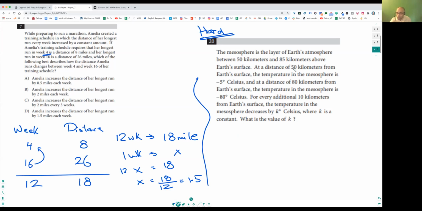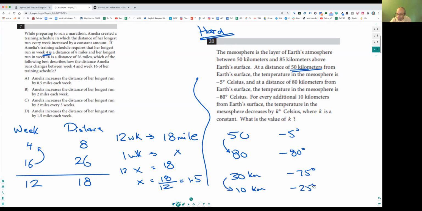So remember, you've got a distance of 50 kilometers, right? That's 50 kilometers. 50 kilometers is minus 5 degrees, right? And then 80 kilometers, right? 80 kilometers is minus 80 degrees, right? So remember, you're going 30 kilometers in this direction, right? 30 kilometers in this direction, right? And that's minus 75, right? And so remember, they're asking you what is 10 kilometers, right? So this is 1/3 of this. So this is going to be 1/3. So it's going to be negative 25 degrees.